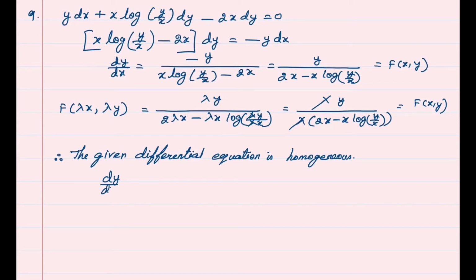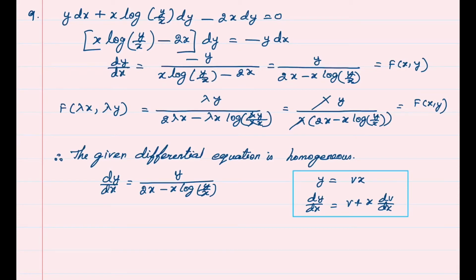We will solve the given equation, dy/dx = (y + 2x) ... x log(y/x). It is a function of y by x. We will substitute y as vx. Therefore, dy by dx is v plus x dv by dx. We will substitute v plus x dv by dx. This is dy by dx equal to y is vx divided by 2x minus x log y by x is v.